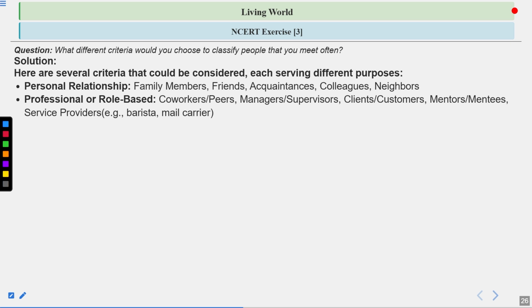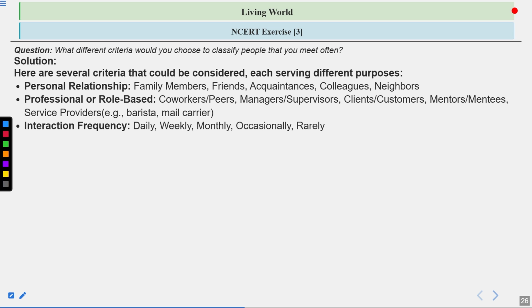Then the second one is the professional relationship or role-based relationship. So in your office, you have your co-workers, peers, managers, supervisors, clients, customers, mentors and mentees, and service providers like baristas and mail carriers. So these are all professional relationships. You classify people based on professional relationship also. You go to the office, you talk to people. So you are classifying the people based on professional or role-based relationships. This is also known as role-based.